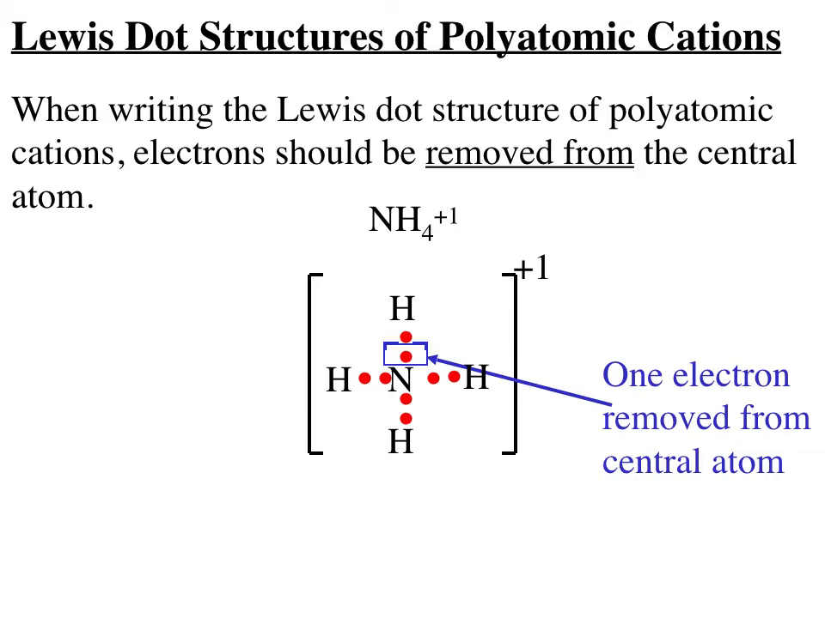Once again, as we do for all polyatomic ions, you surround the polyatomic ion's Lewis dot structure with brackets, and you put the total charge on the outside, indicating that the electron didn't necessarily have to be removed from the central N. It could have been removed from anywhere in the structure.